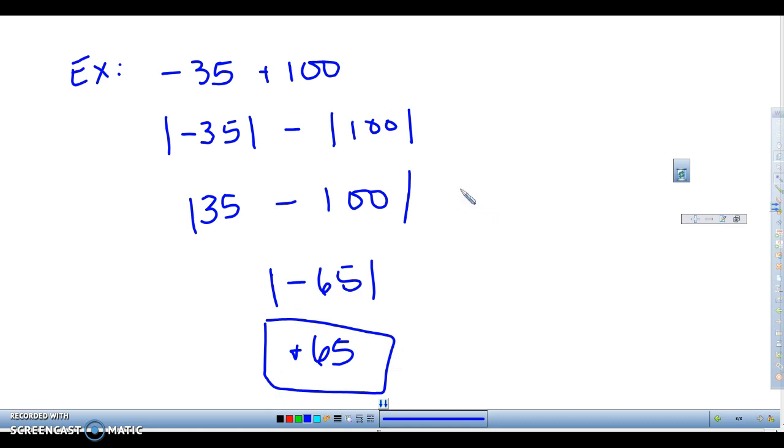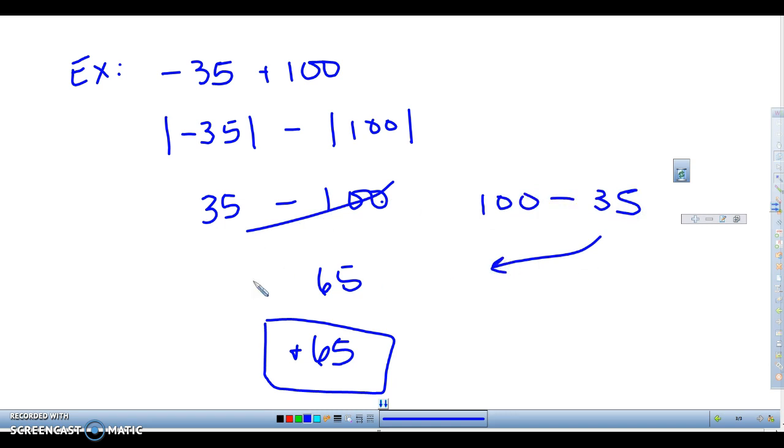Okay? If you got to here and you said, instead of taking the absolute value of the whole thing, you just wanted to flip the way they were written, so instead you'd have 100 minus 35 and get 65. Then you follow the same steps after that. You look back and you say 100 had the greater absolute value, 100 is positive, my answer should be that positive 65.